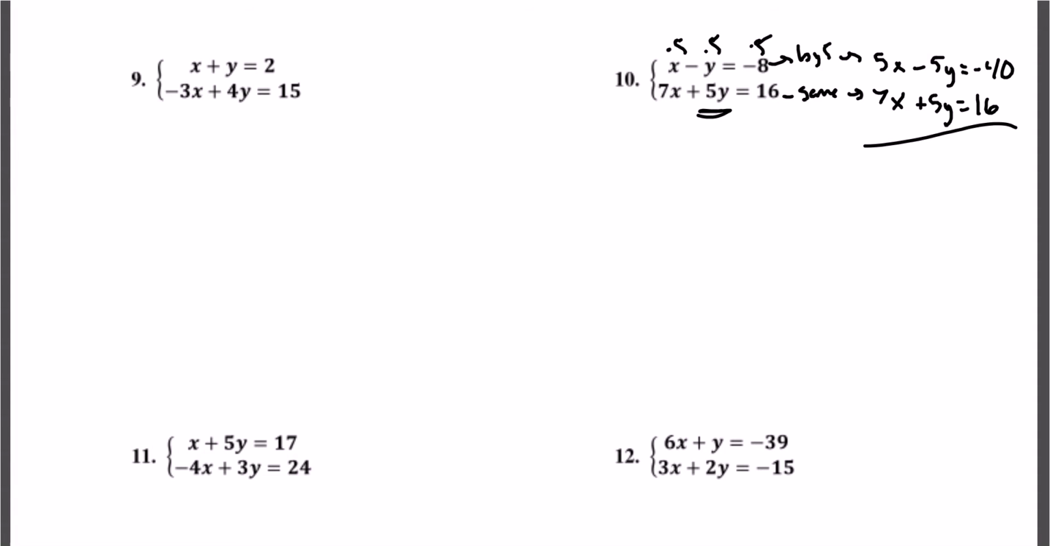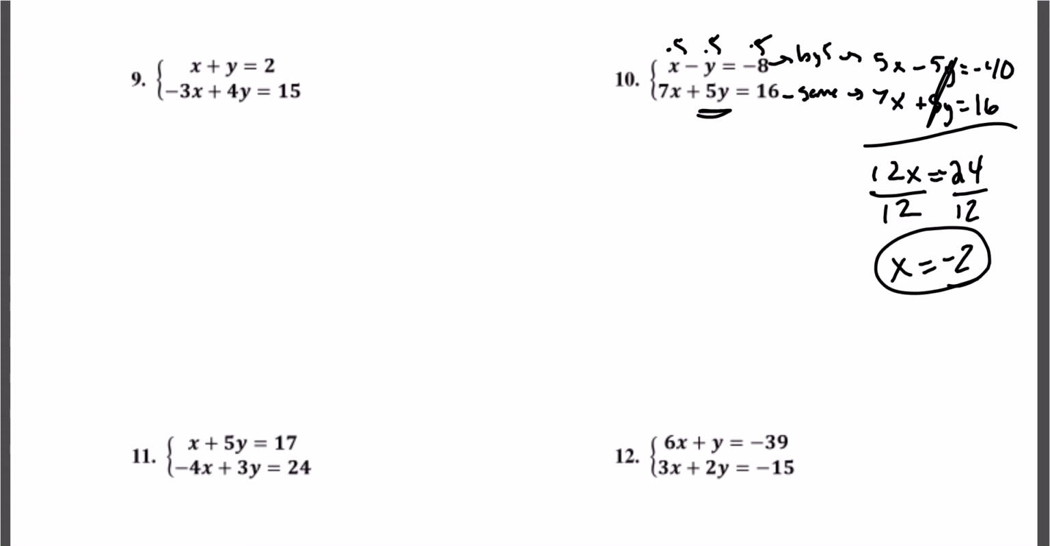Now, I'm going to combine my like terms. 5x and 7x is 12x. The y's are gone. Negative 40 and 16 is minus 24. So now I'm going to divide by 12 on both sides. I get x equals negative 2. There's my answer for x.